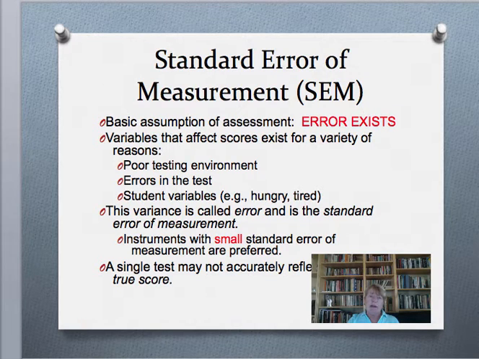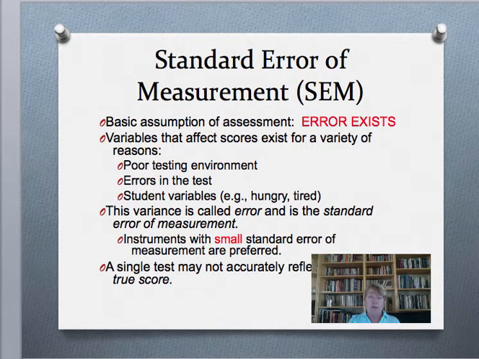When we look internally, we're looking at variation that is called error and is the standard error of measurement, the SEM. And that's an important thing to talk about. Instruments with a small standard error of measurement are preferred over instruments with a large standard error of measurement. So when you're looking at technical adequacy, you might want to look for how the test maker reports the standard error of measurement. And keep in mind, from now on, in terms of giving assessments and scoring them, a single test does not accurately reflect what is known as a person's true score.